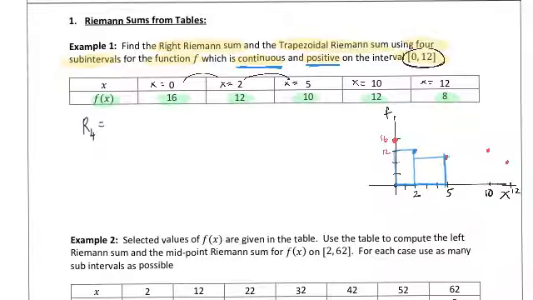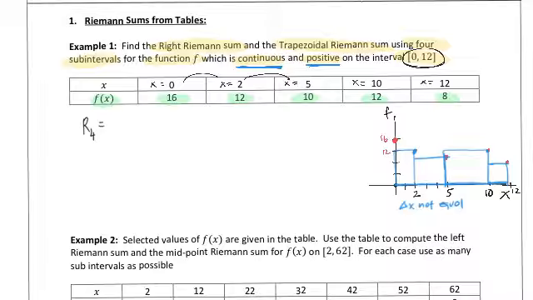Third one sits from 5 to 10. I go up to the y value at 10. And this would be my third rectangle, and the fourth one sits from 10 to 12, and so that would be my fourth rectangle. So now notice the partition is unequal, because these delta x's are not equal, the widths of the rectangle.